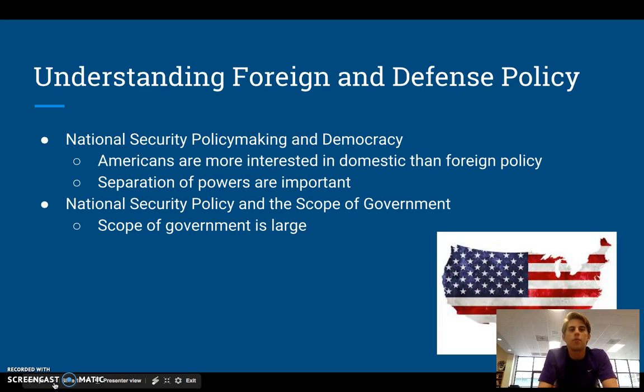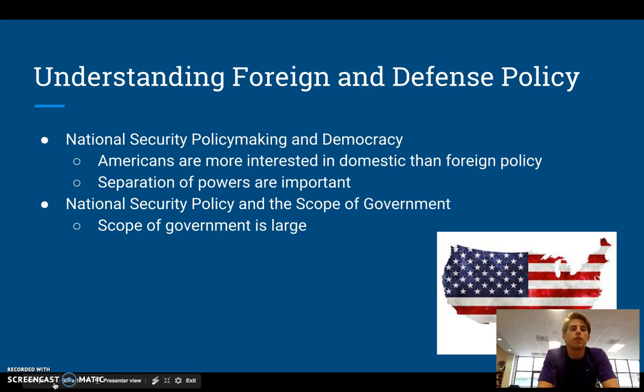So lastly, understanding foreign and defense policy: national security policy making and democracy. This contains that Americans are more interested in domestic than foreign policy, and separation of powers is very important because if it was only one power controlling everything, they may focus more on foreign or domestic.